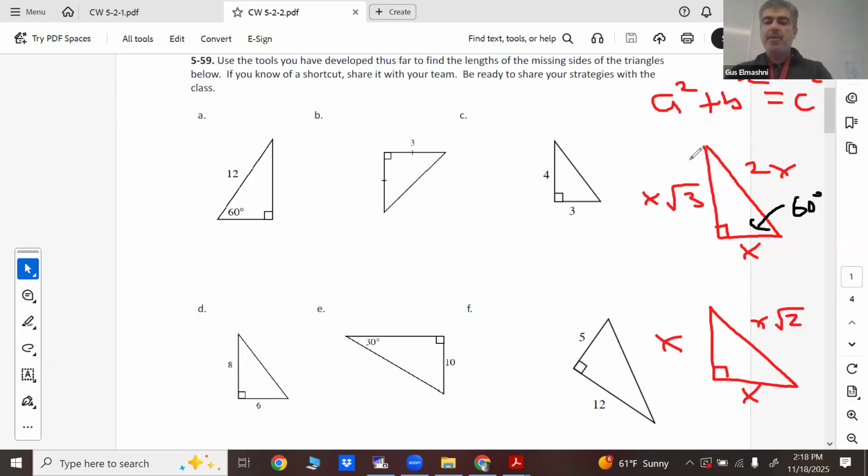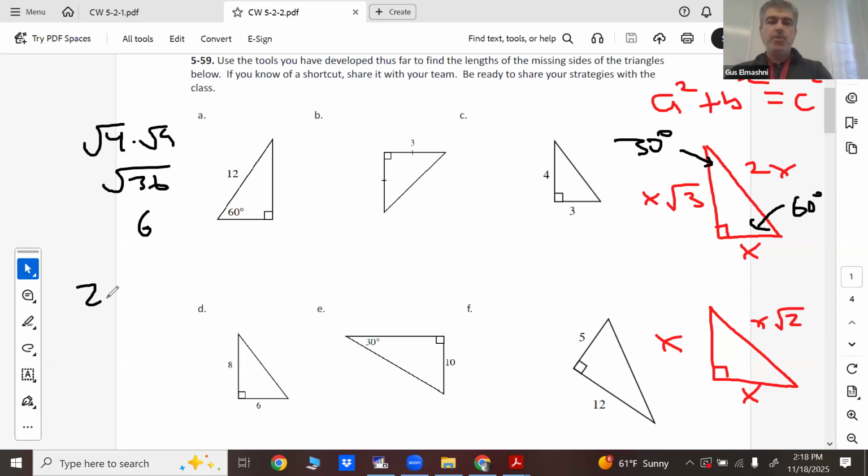I think I know what you're talking about. When you have two radicals you're multiplying, you can put them underneath one radical. For example, if I have root 4 times root 9, that's root 36, which is 6. But if you did it individually, 2 times 3 is still 6.